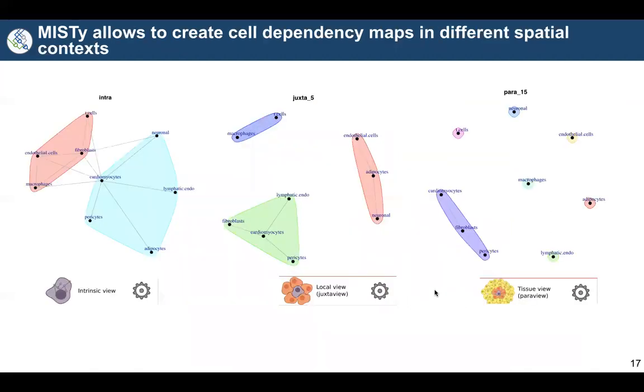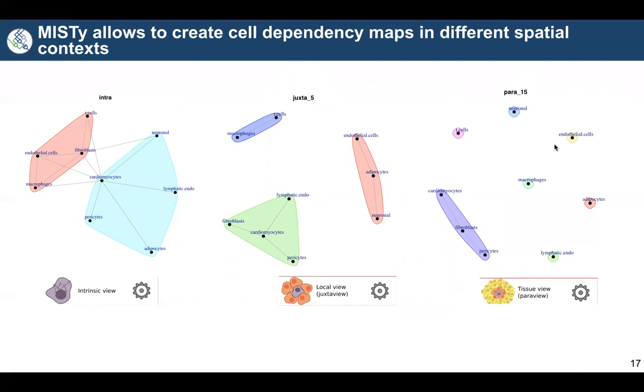We use MISTy to infer the cell type dependencies in different spatial contexts from all the available samples. Each network represents a dependency map in which each edge represents if the abundance of a given cell type was predictive of another cell type. I show three different spatial contexts: intraspot, which emulates a colocalization analysis; juxtaspot, that incorporates the information of immediate neighbors; and paraspot, that includes the information of the larger tissue structure.